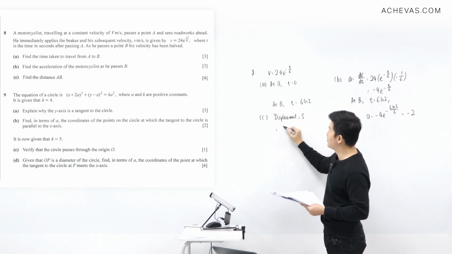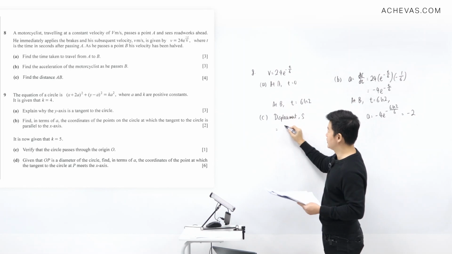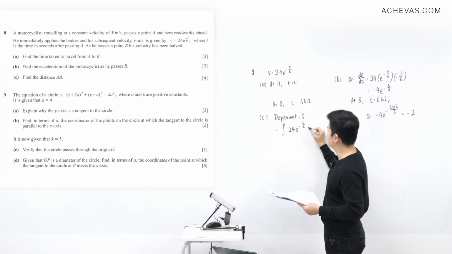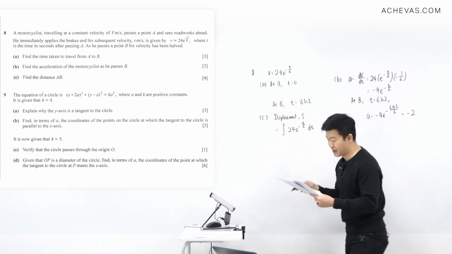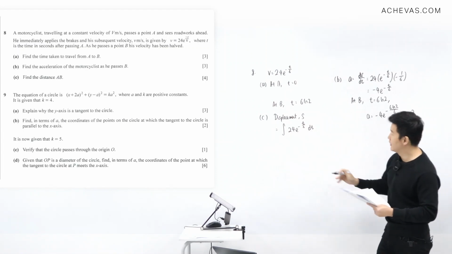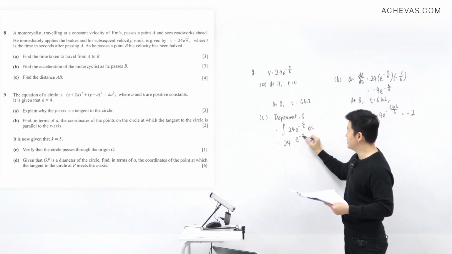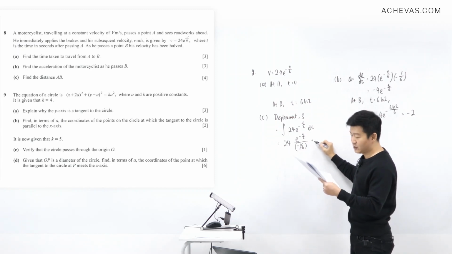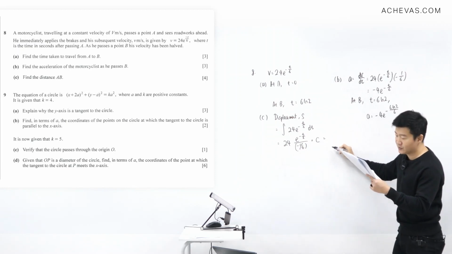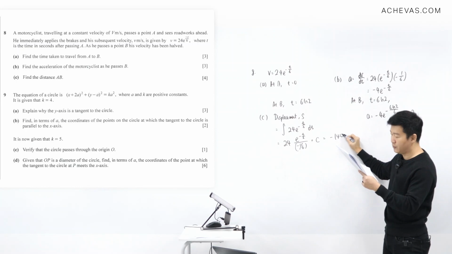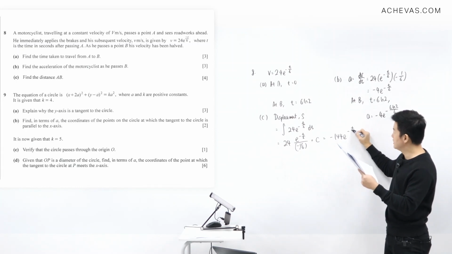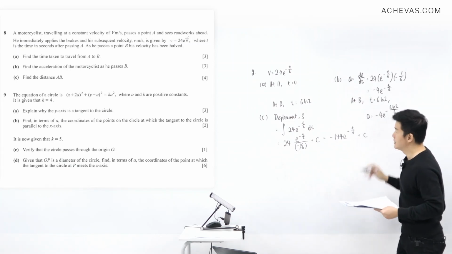The displacement will be an integration of the velocity. So integration of 24e to the power of minus t over 6 with respect to time. So let's integrate this. This is going to be 24, then e to the power of minus t over 6 divided by minus 1 over 6. Let's not forget about the plus c. This is going to give me minus 144 e to the power of minus t over 6 plus c.